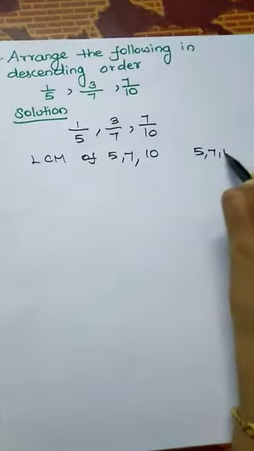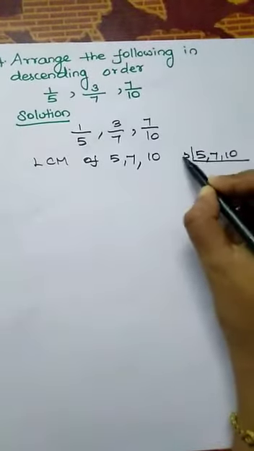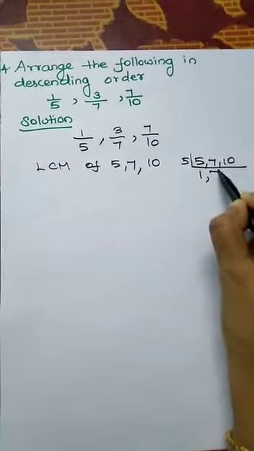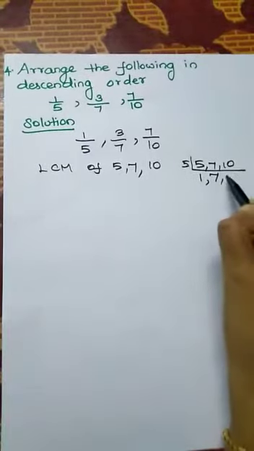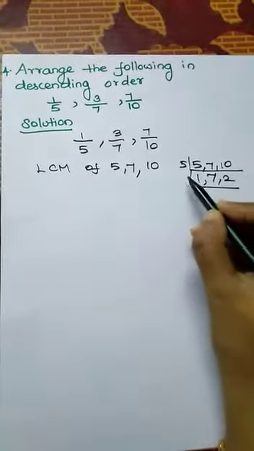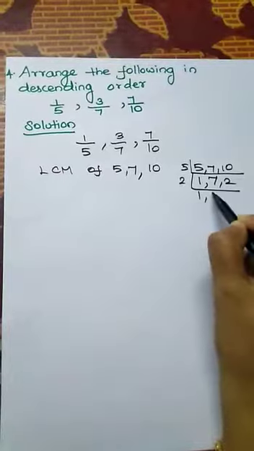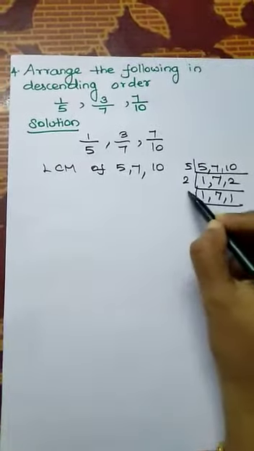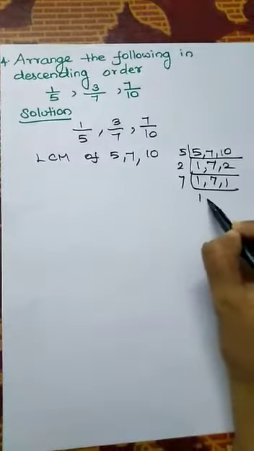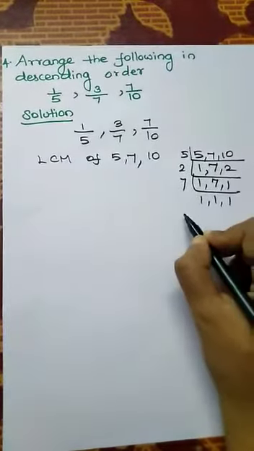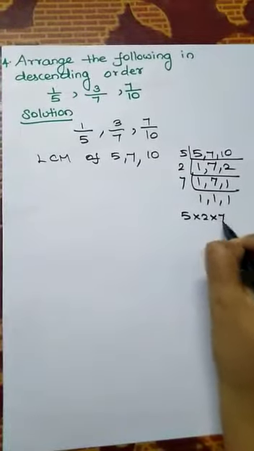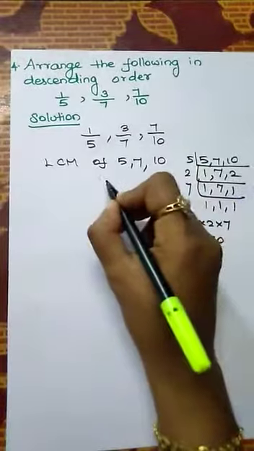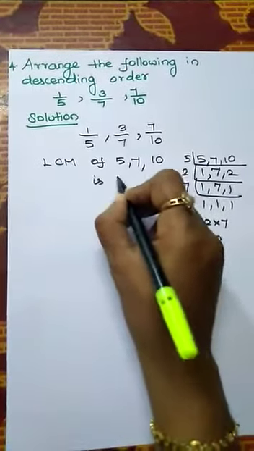So 5, 7, 10. First choose the least divisor, that is 5. 5 ones are 5. We can't divide the number 7 by the number 5, so directly write the number. Then 5 twos are 10. Next choose the number 2. We can't divide the number 7 again, so write the same value. 2 ones are 2. Next choose the number 7. 7 ones are 7. Now we multiply the values 5 into 2 into 7. 5 twos are 10. 10 sevens are 70. So the LCM of 5, 7 and 10 is 70.